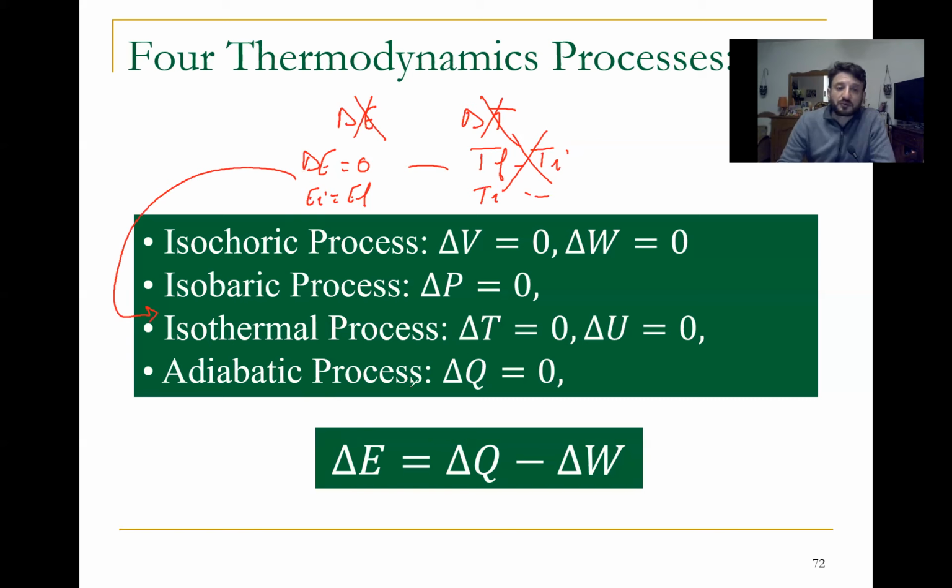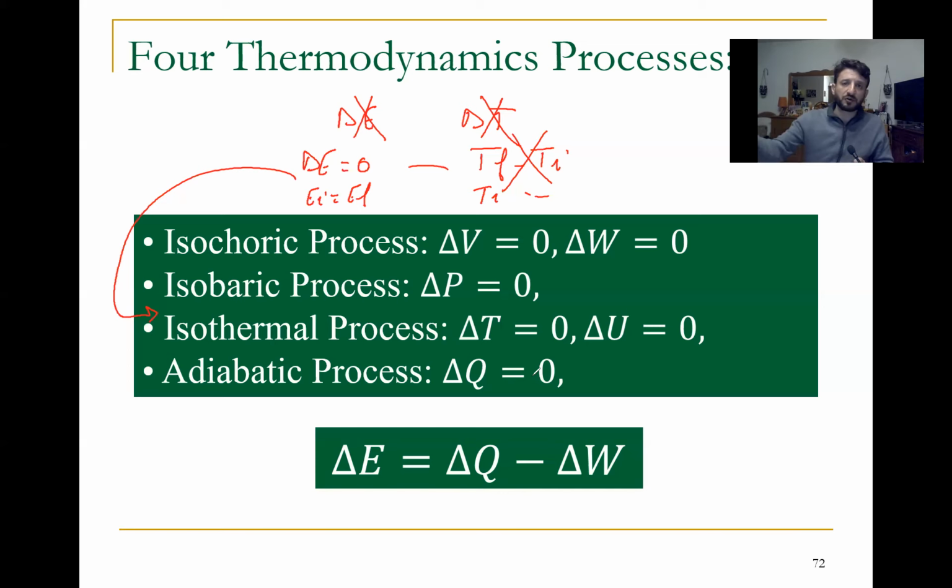Adiabatic process, what I mean, delta Q equals 0. We don't add or release any quantity of heat from the system. For each case, I want to study the curve, the path between the initial state and the final state. What is the shape? We can calculate Q for each step.